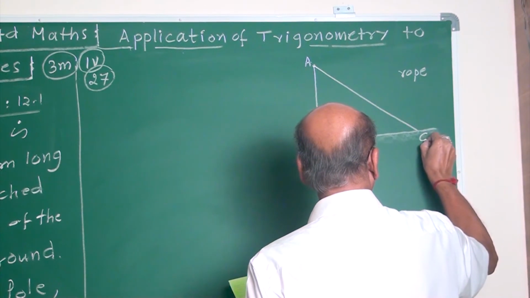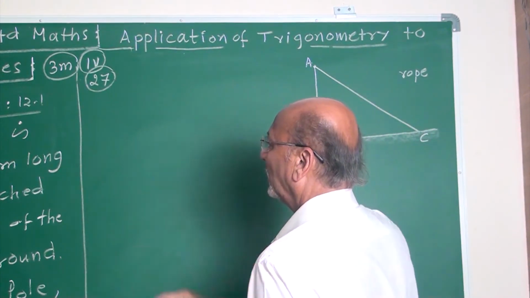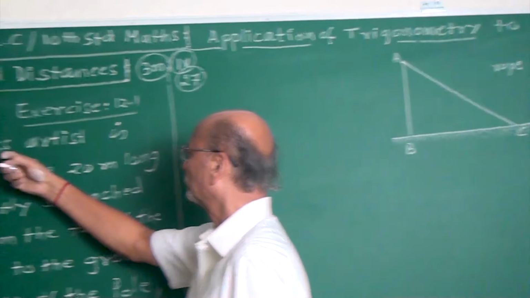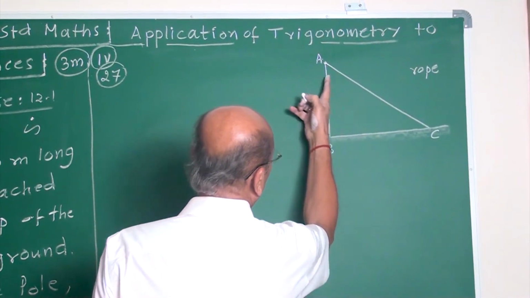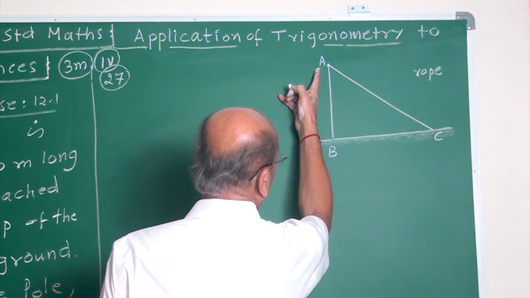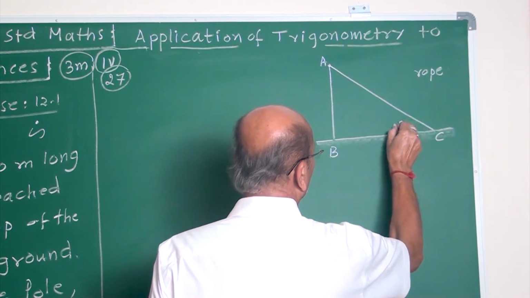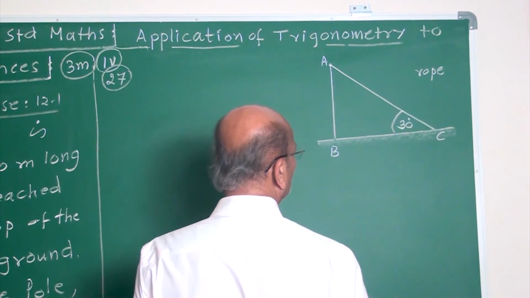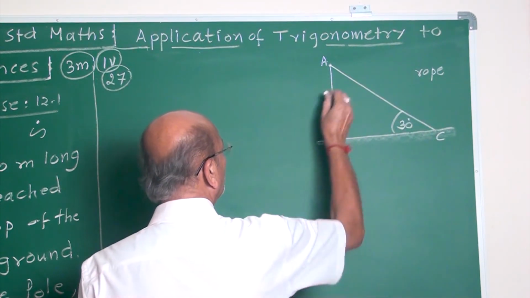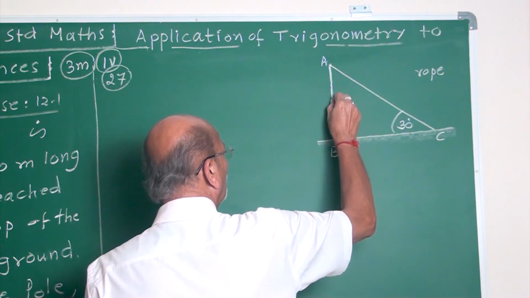This point is C, an artist from the circus. C is climbing along the rope to the top of the pole, making an angle of 30 degrees with the ground. You want to find the height of the pole.